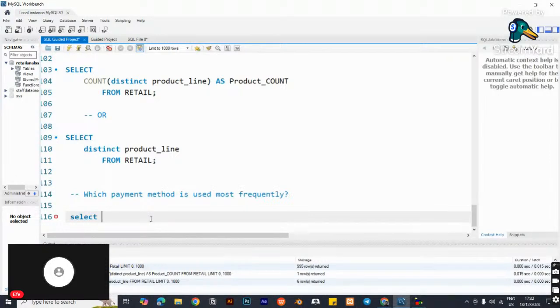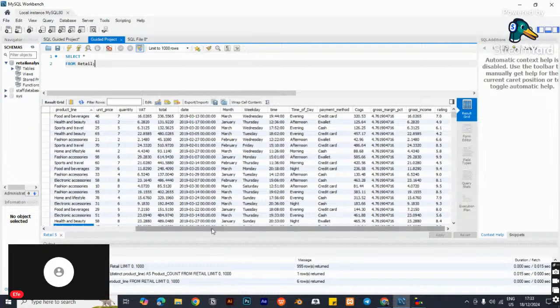You should be able to do that. So I want my result output to have the column of the names of the payment method. If you take a look at this data set, for the payment method we have credit card, we have cash, we have e-wallet. I don't know if there are other methods of payment, but at a glance we have credit card, e-wallet, and cash.